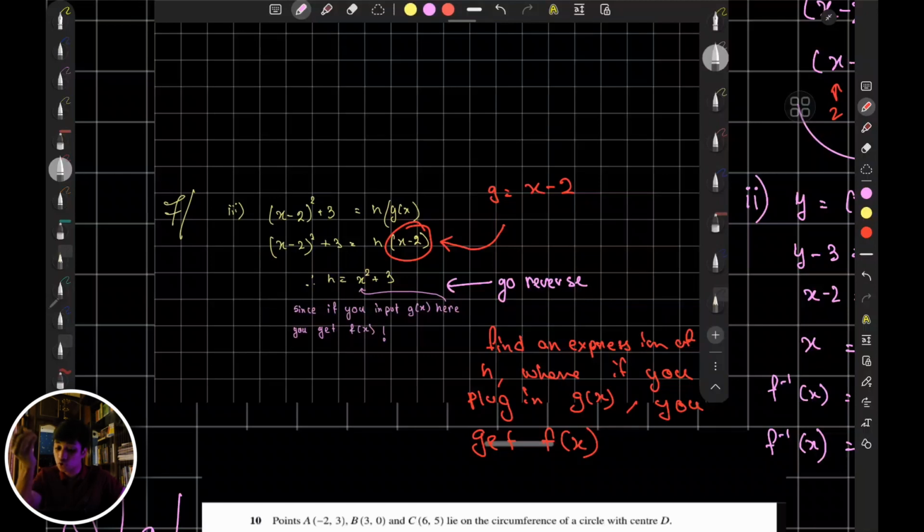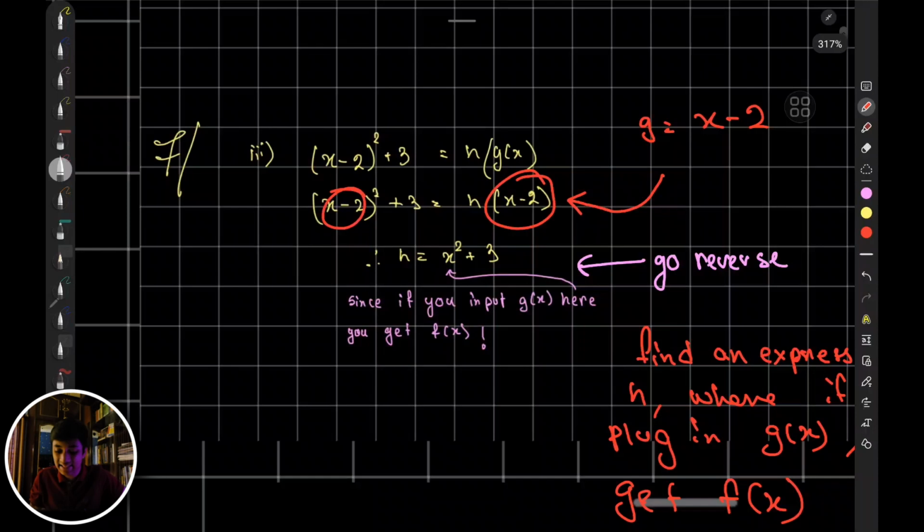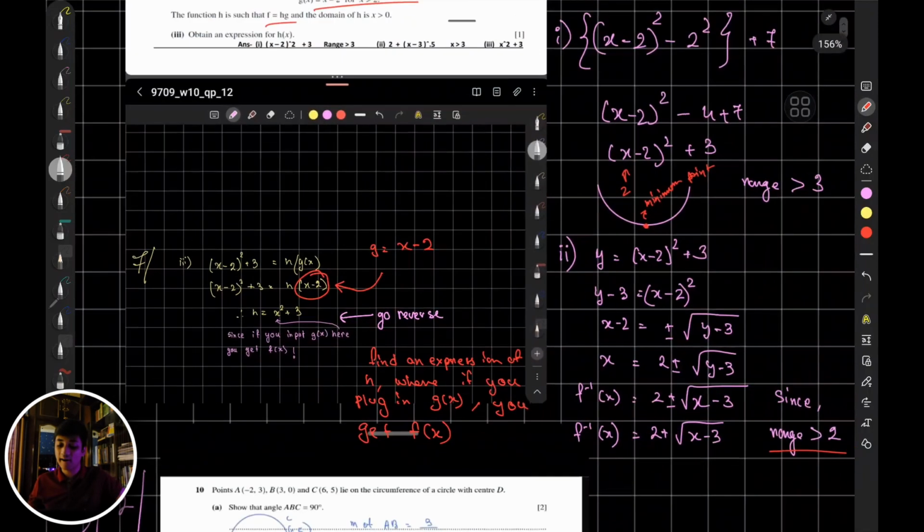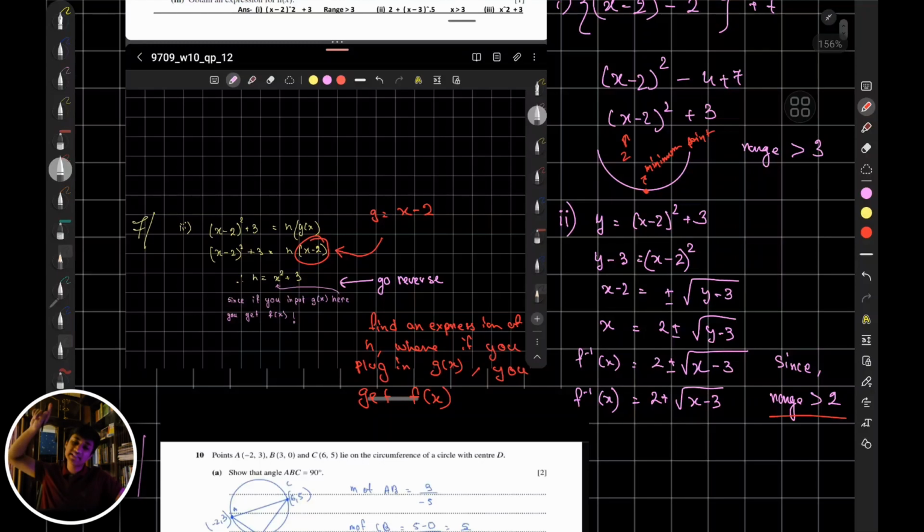How do you do that? You use the f of x function and consider this entire expression as (g of x) whole square plus 3. Now you already have the answer. g of x is going to be your x, where x minus 2 will be plugged in, x squared plus 3, and this is going to be your h function. So we basically are going in reverse and trying to find the function of h.